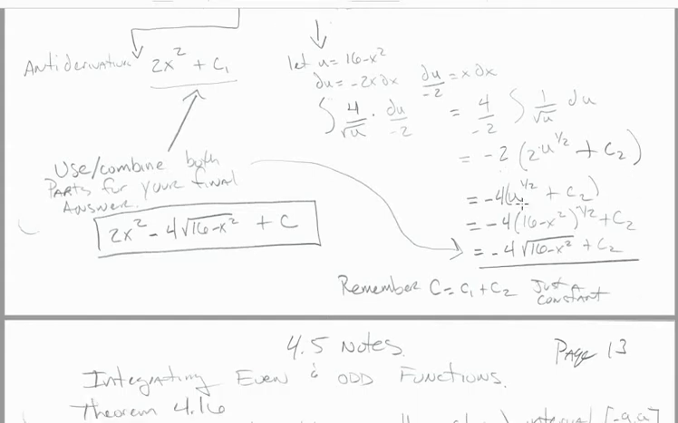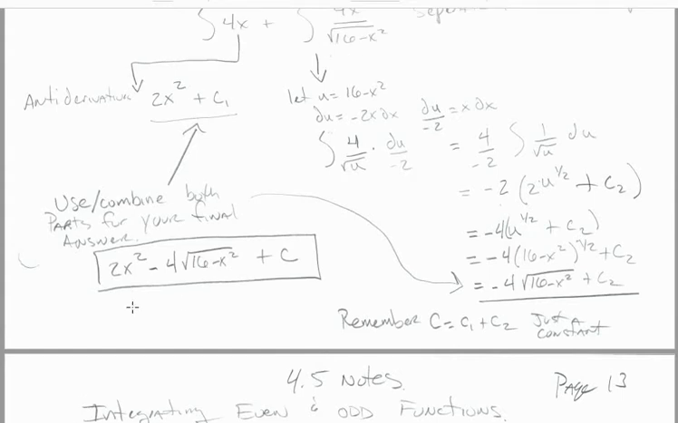We can factor that 2 out in front, so we get a negative 4 as well, and then we have to substitute in what u was. u was 16 minus x squared, so we end up with negative 4 times 16 minus x squared to the 1/2 power plus c2. Remember, c1 and c2 are both just constants in this problem, so we can write it as c equals c1 plus c2. So our final answer, using the integral on the left hand side and the integral on the right hand side, is just going to be 2x squared minus 4 times the square root of 16 minus x squared plus c.